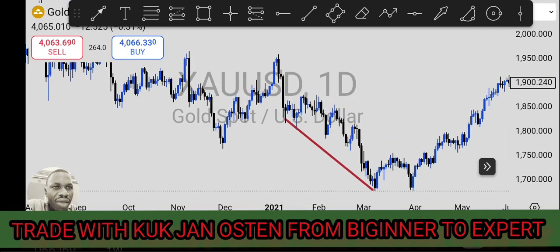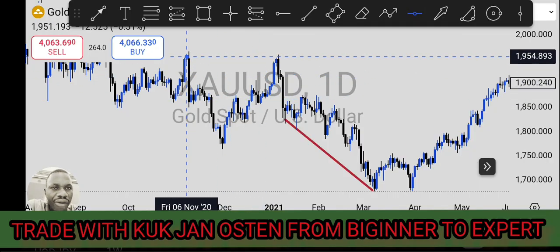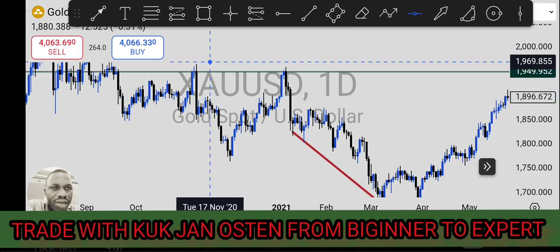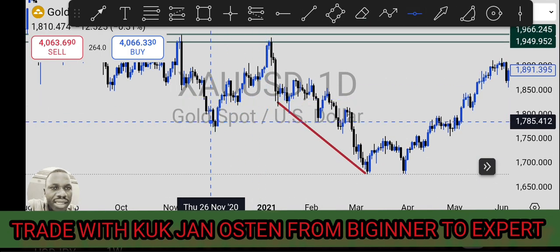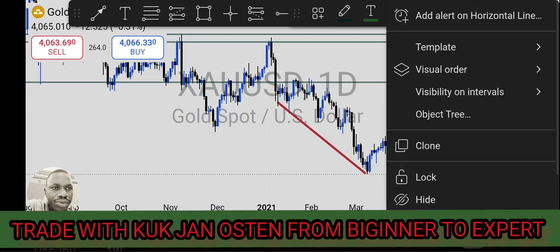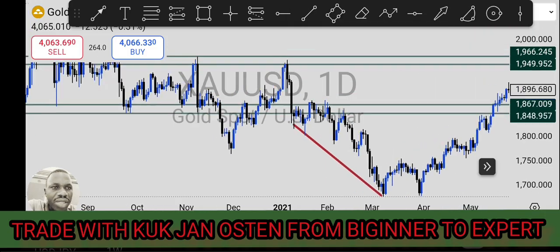So we have our major key levels. What's our major key levels? So this is a resistance. These are major key levels. So we draw our major key levels. We are seeing some sort of support on our left here, as you can see.